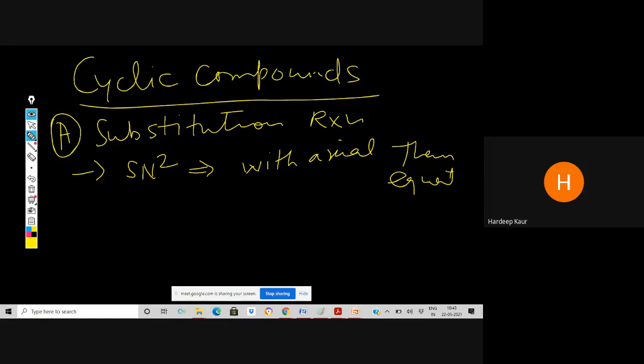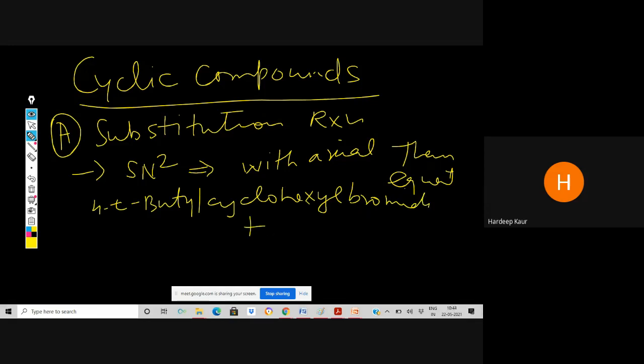So let us take the example. Suppose we want to do the reaction of 4 tertiary butyl cyclohexyl bromide, reaction ऐदा करना है with thiophenol. So you want to react these two molecules.